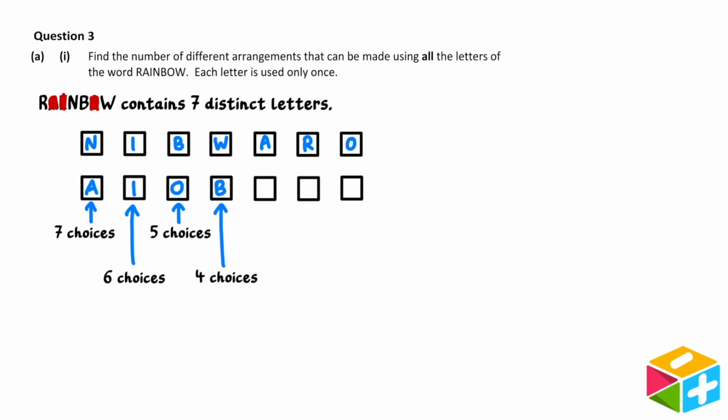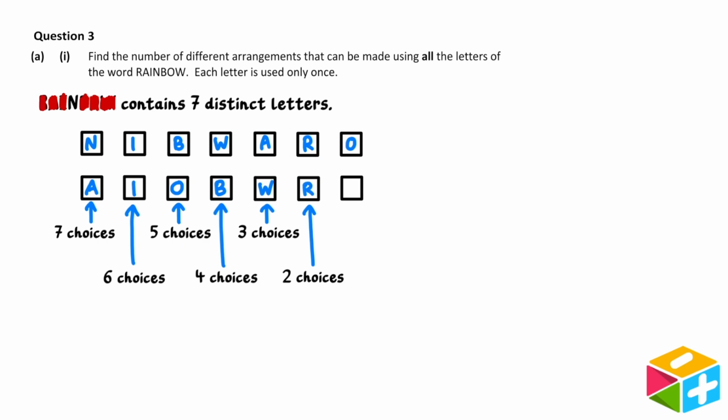So hopefully you can start to see the pattern here. When we move to the 5th box, we can't use any of the 4 letters that we used already. This leaves us with 3 choices remaining. Let's say we fill it with a W. When we move to the 6th box, we've used 5 of our letters, and the only ones remaining are R and N, so we've 2 choices for this box. Let's say we choose R.